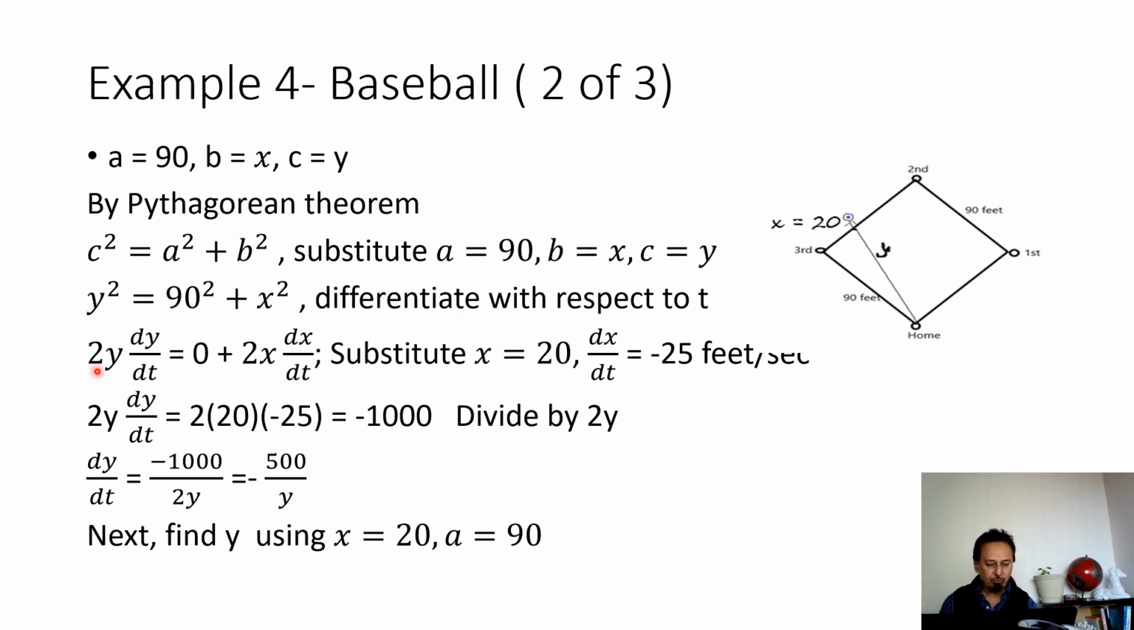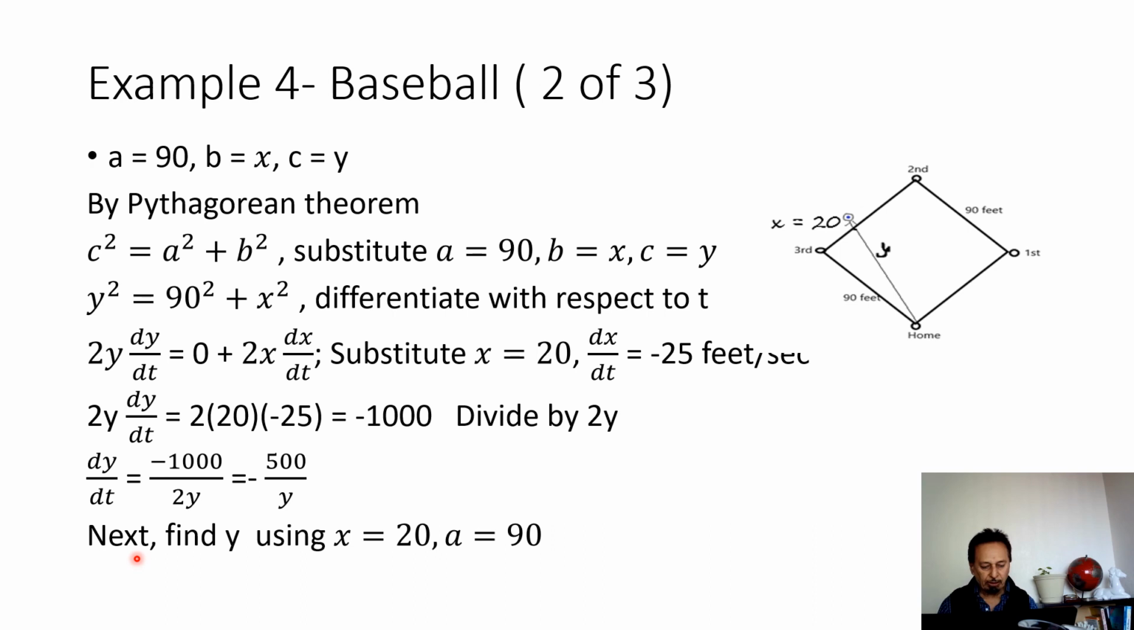So y squared becomes 2y dy over dt, 90 squared is 0, and x squared becomes 2x dx over dt. We know x is 20 now, dx over dt is minus 25 feet per second because the distance is decreasing. So the equation becomes 2y dy over dt equals 2 times 20 times minus 25, which is negative 1000. Now we divide by 2y. So this becomes dy over dt equals minus 1000 over 2y. Now we can divide 1000 by 2 and you get minus 500 over y.